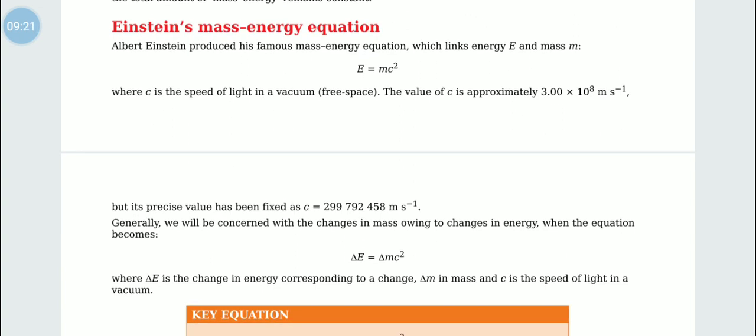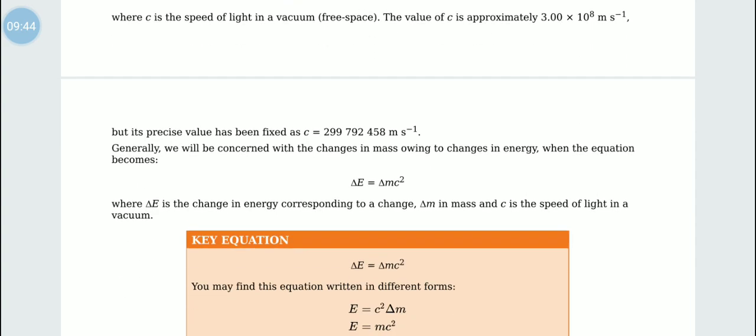So Einstein developed this mass energy equation. This is one of the most famous equations in the world, and a lot of people who have no idea what physics is know this equation. E equals mc squared. So c is the speed of light in a vacuum. The value of c is approximately 3 into 10 to the power 8 meters per second, but its precise value is 299,792,458 meters per second.